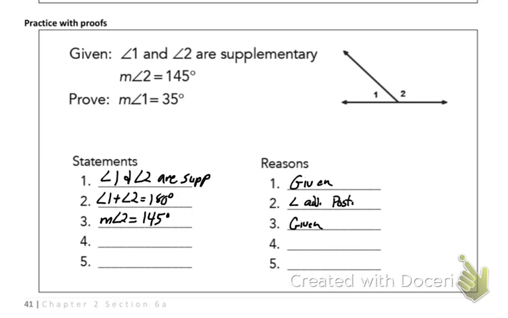And then we're going to replace angle 2 with 145. So I have angle 1 plus 145 equals 180 degrees. That's just substitution. And finally, we're going to have angle 1 equals 35 degrees. And that is going to be subtraction. Well, that's not an S. Or combine like terms.